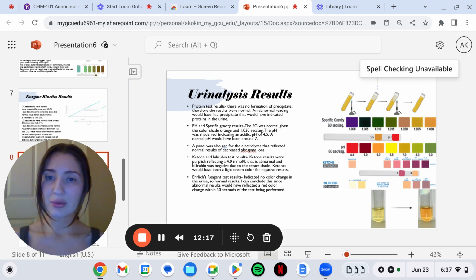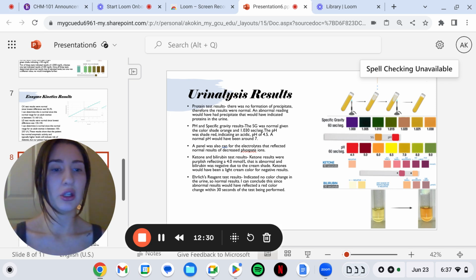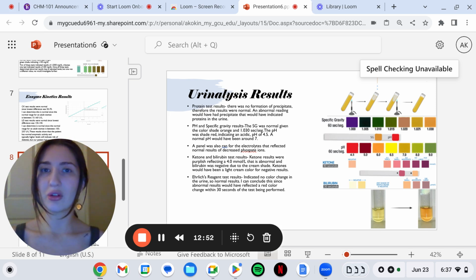The urinalysis results will include protein test results that showed no formation of precipitate. Our patient's previous urine color was a light yellow, so it was normal. After the protein test, there would have been a precipitation that would have formed if there was an abnormal sign. However, for our patient, there was no formation of precipitate. Therefore, our results were normal.